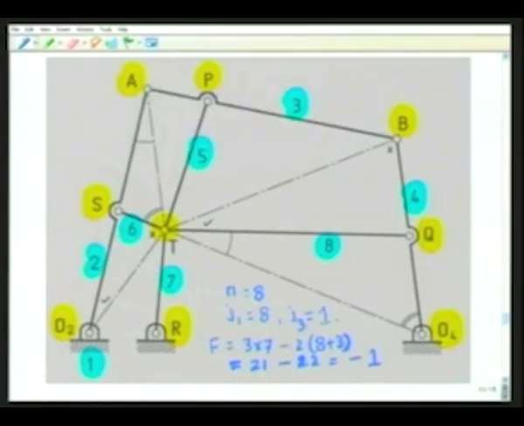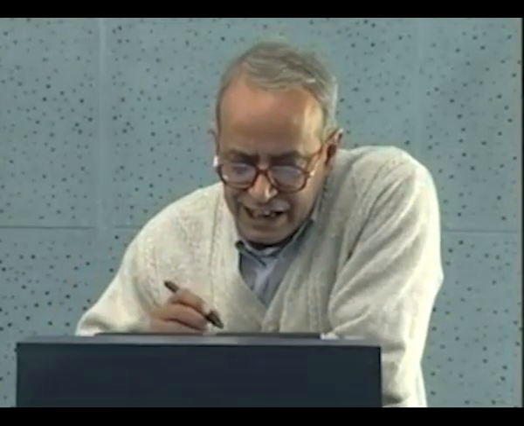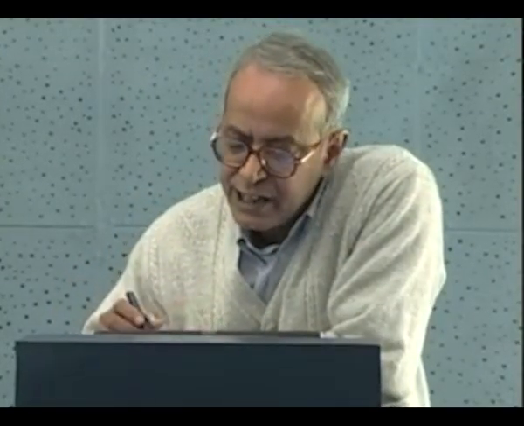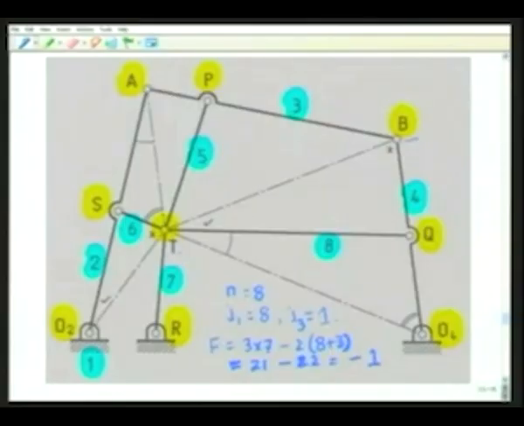However, for very special dimensions as indicated by the similar triangles B, T, Q with O2, T, S, this angle is equal to this angle and this angle is equal to this angle. Similarly, there are other similar triangles in these figures. For such special dimensions, as we will see in our model, the degree of freedom will turn out to be 1.